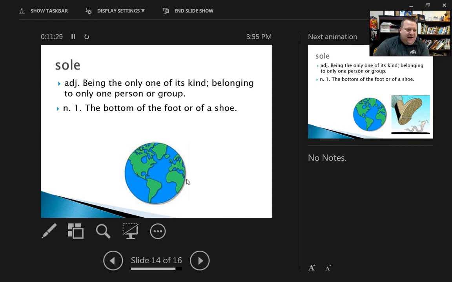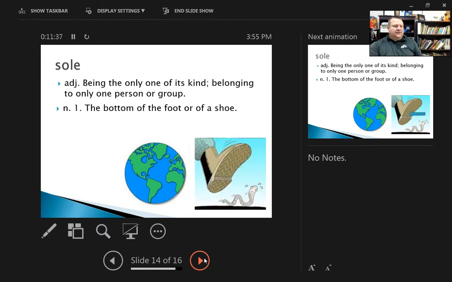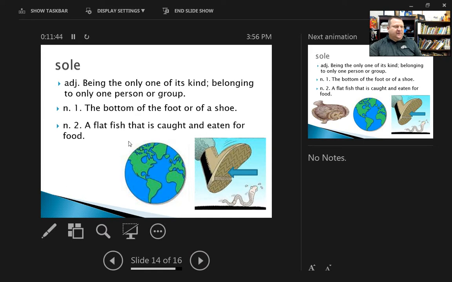It can also mean the bottom of your foot or of a shoe. The sole of your foot or your shoe is the sole. There's one more meaning for the word sole that we're going to be studying this week, which is a flat fish that's caught and eaten for food. Okay, I've eaten sole before. Some of you may have also. It is a type of fish.